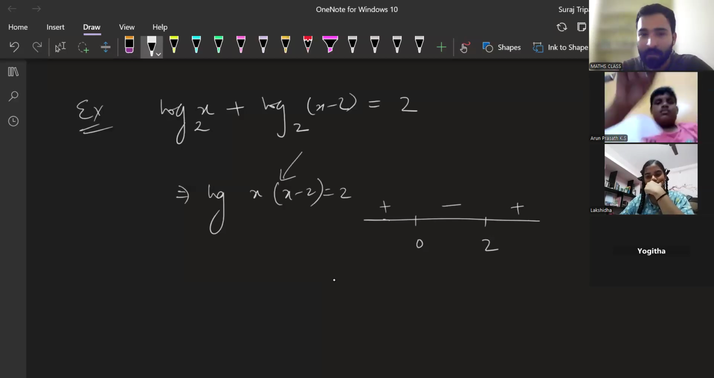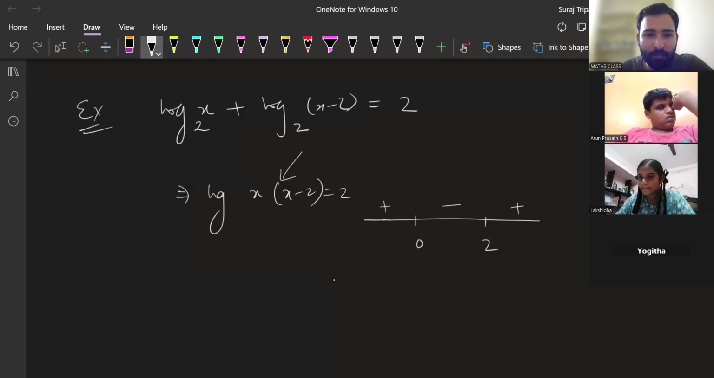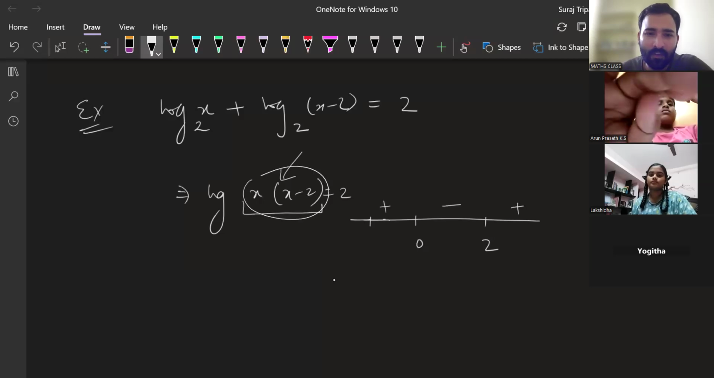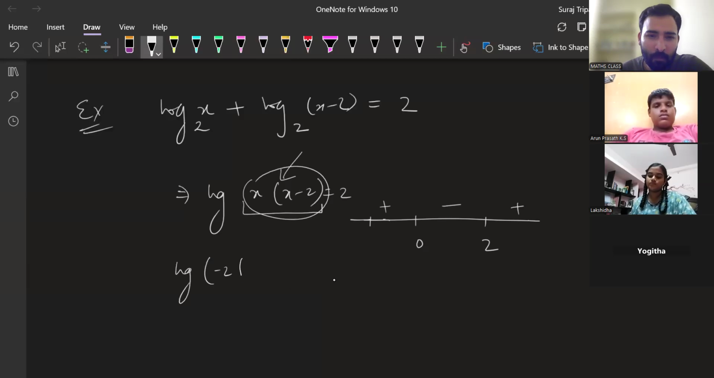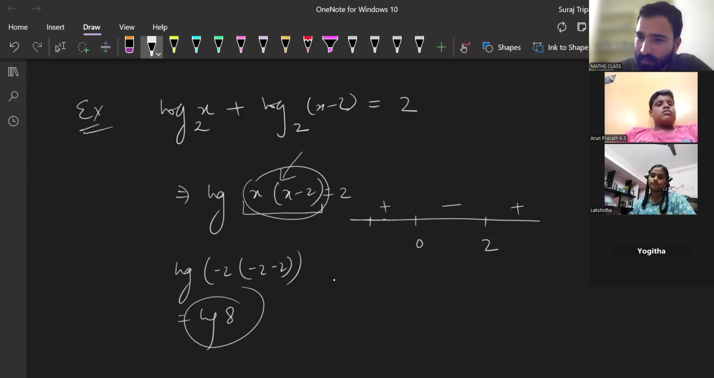Just see here. If I put x equals -2 in this log, we will get -2 into -2 into -2. So this is equal to log 2 to 4, 4 to the 8, right? You will get log 8. Is log of 8 to the base 2 defined or not? Yes, sir, it is 3. Log 8 means argument is positive, base is positive. Yes, it is defined.